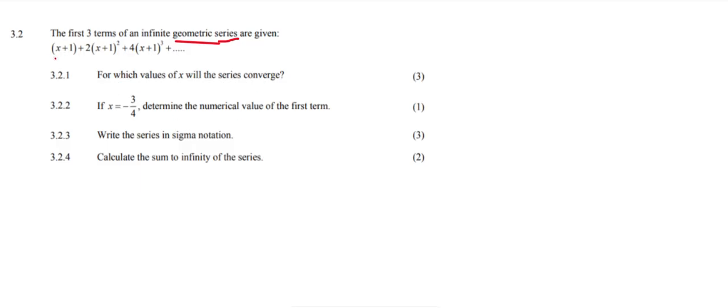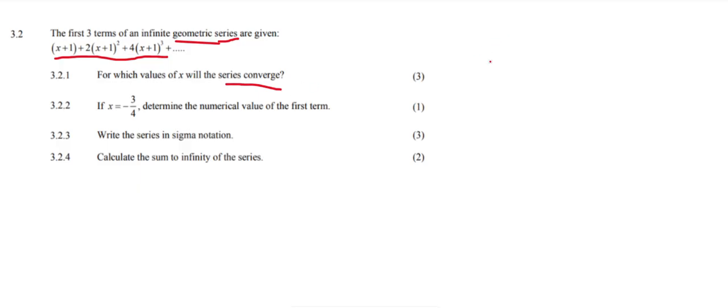Now, I know if they give you something like this, by looking at it you'll be wondering what it is and what it is for. Now let me tell you something. When they give you something like this, it's very easy for you to identify everything. Now let's start with the question. What did the question say? For which values of x will the series converge?